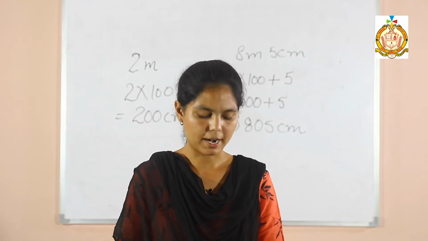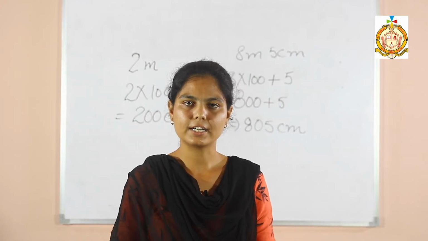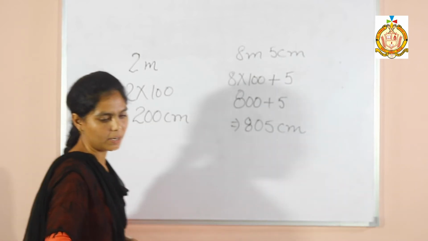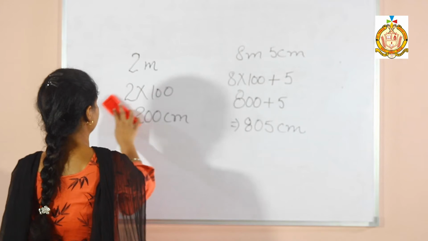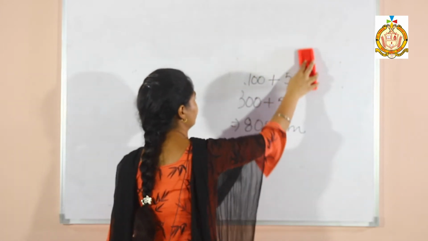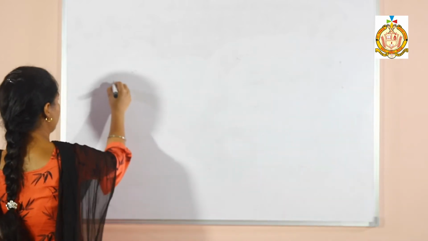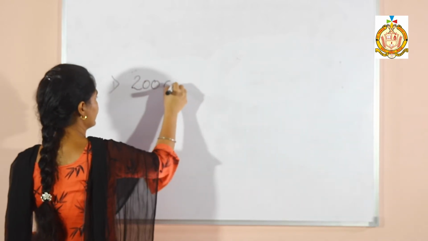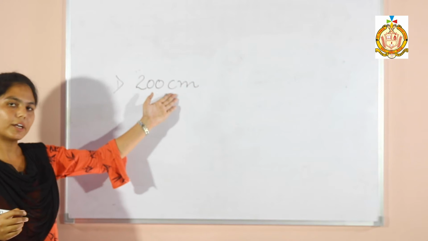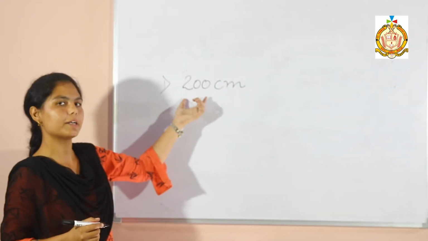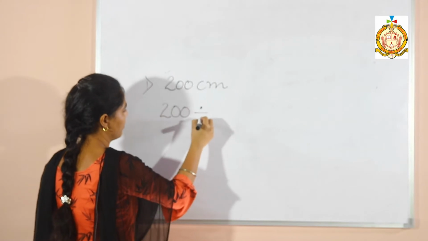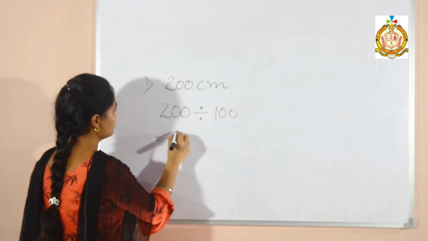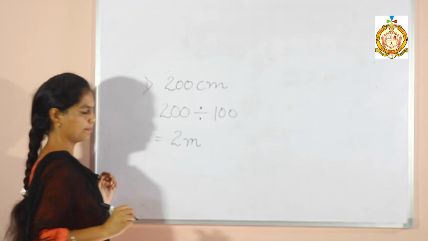So the second part is to convert the following centimeters into meters. Our first example is 200 centimeter. To change the smaller unit into the bigger unit, we have to divide it by 100. 200 divided by 100 becomes 2 meter.